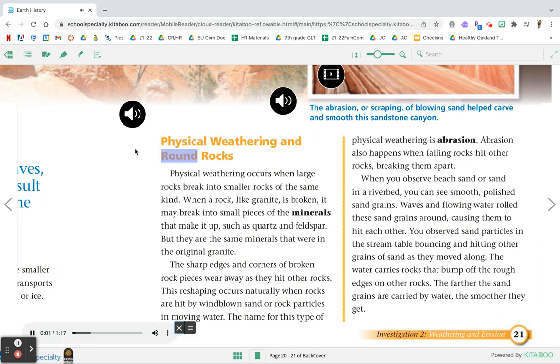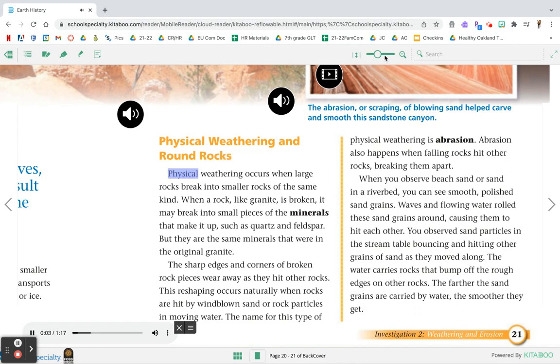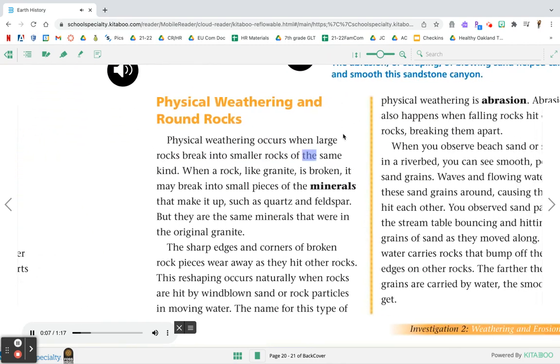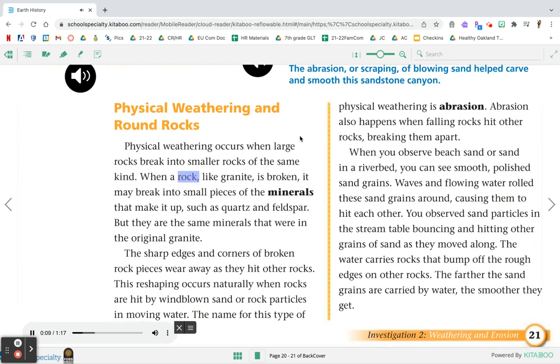Physical weathering and round rocks. Physical weathering occurs when large rocks break into smaller rocks of the same kind. When a rock, like granite, is broken, it may break into small pieces of the minerals that make it up, such as quartz and feldspar. But they are the same minerals that were in the original granite.